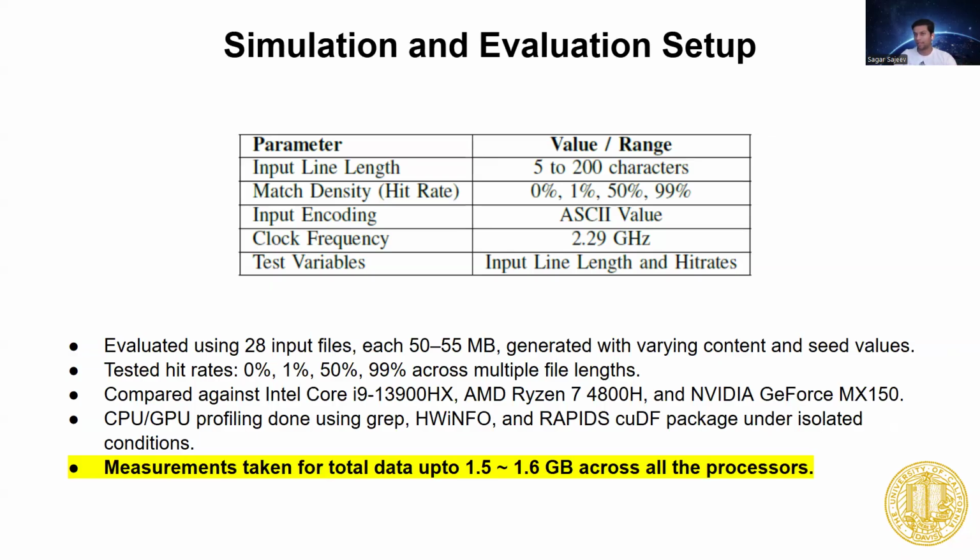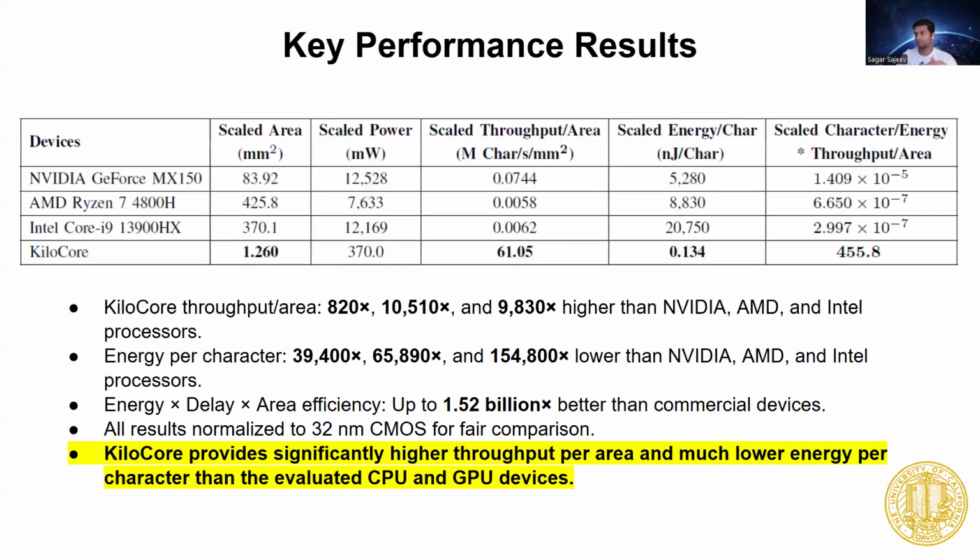The experiment was compared against an Intel Core i9, an AMD Ryzen 7, and an NVIDIA GeForce MX150 chip. The CPU profiling was done on grep, while the GPU profiling was done using the RAPIDS cuDF package. We had to come up with our own Python script that performs the same functionality as the benchmark we discussed earlier, and this script was run against the 28 input files. All in all, the measurements were taken for a total user input data of 1.5 to 1.6 GB across all the processors.